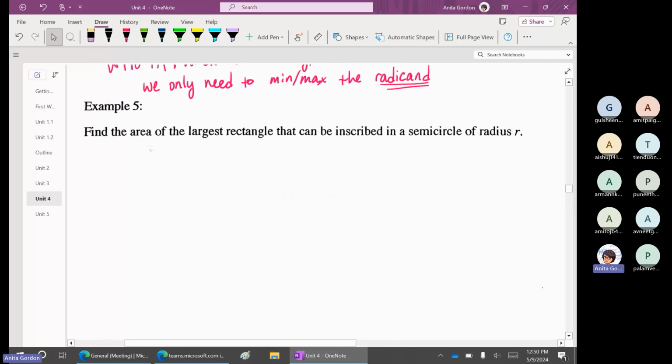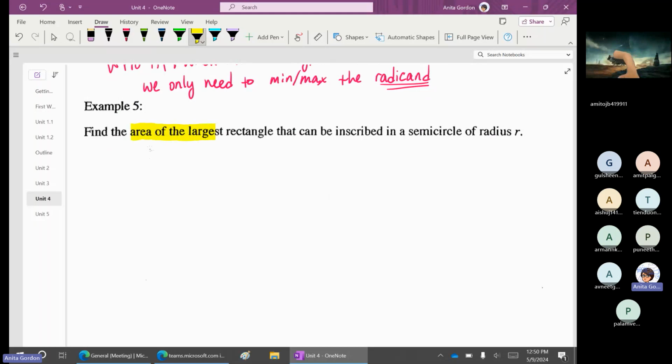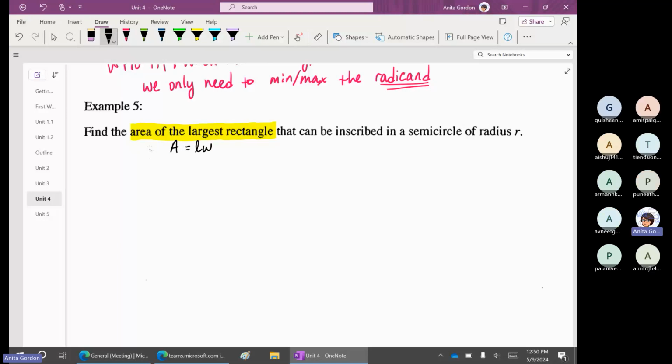Find the area of the largest rectangle. Before we keep reading, what is the area of a rectangle? Length times width. That can be inscribed. Inscribed means drawn inside of a semicircle of radius r. So let us draw a picture. Here's the XY plane. Let us draw a semicircle.